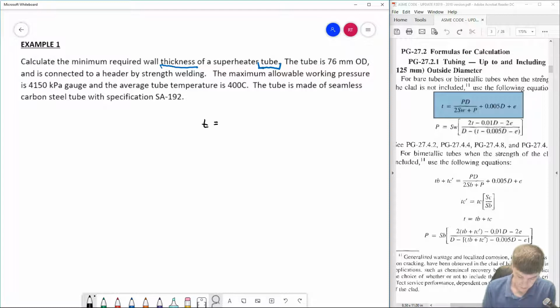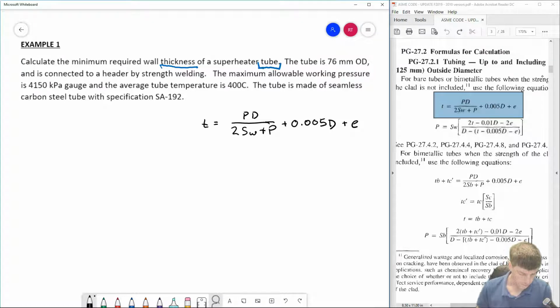So my thickness is going to be equal to PD upon 2SW plus P, plus 0.005D plus e.